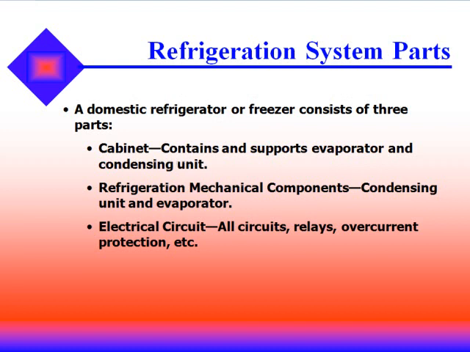So let's begin with what the average parts of such a system are. First of all, a domestic refrigerator freezer consists of three parts. You have a cabinet. That cabinet contains and supports the evaporator and condensing unit. You have all the refrigeration mechanical components such as the condensing unit and evaporator, and you have the electrical circuit, all of the circuits, relays, and overcurrent protections.